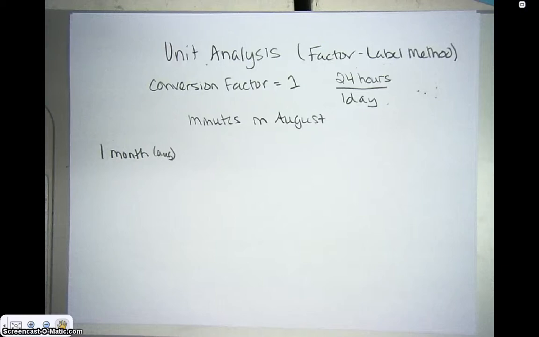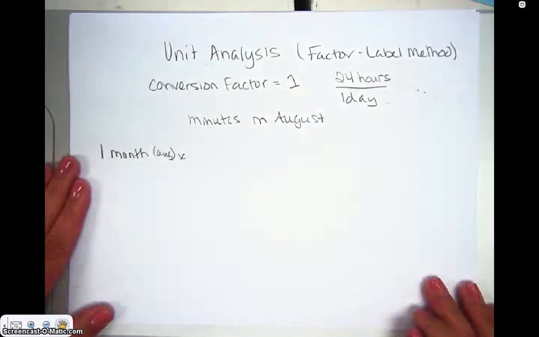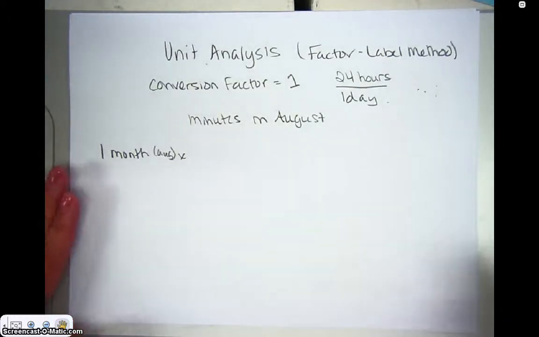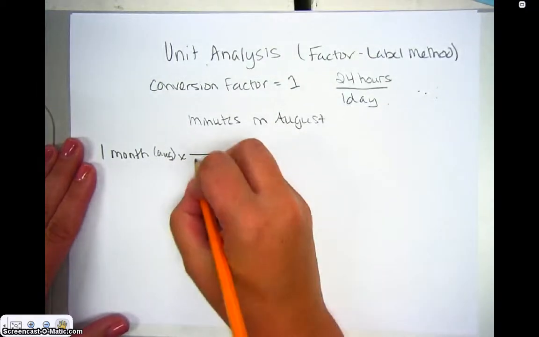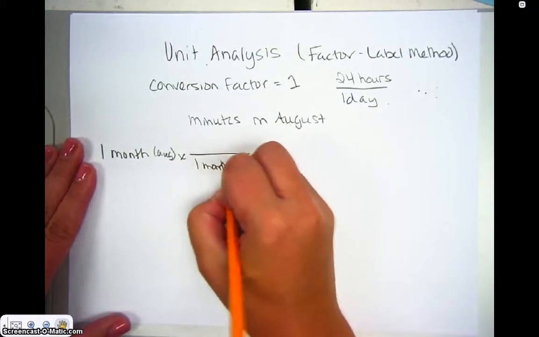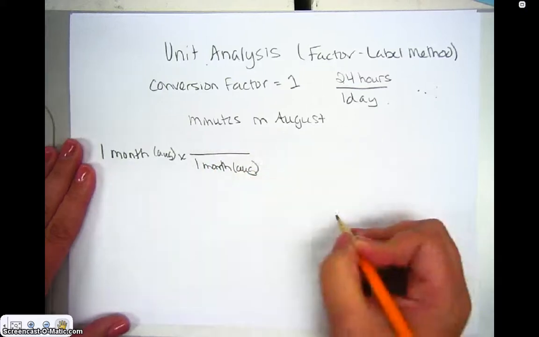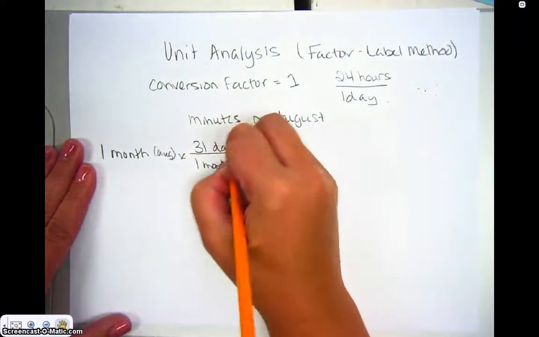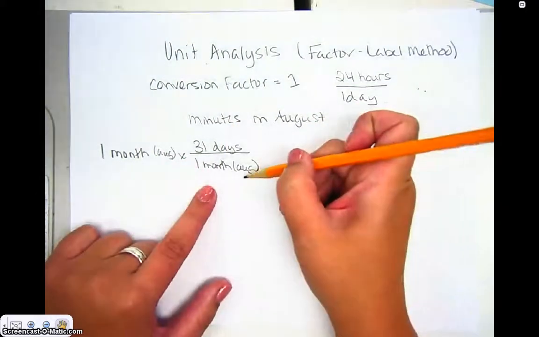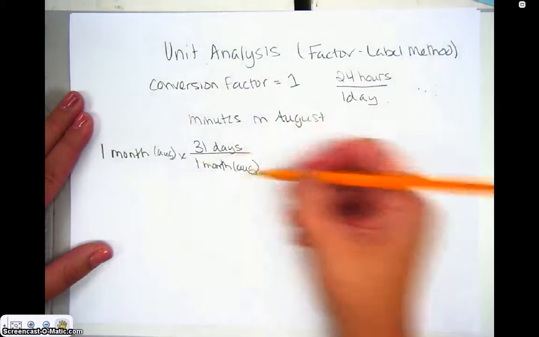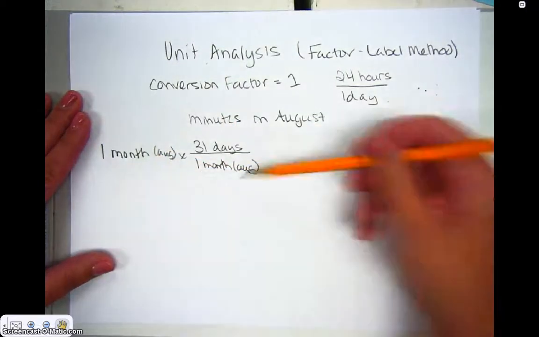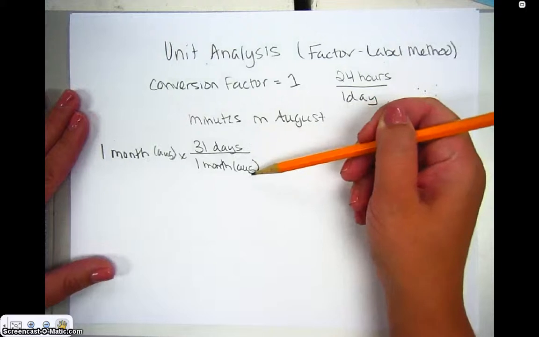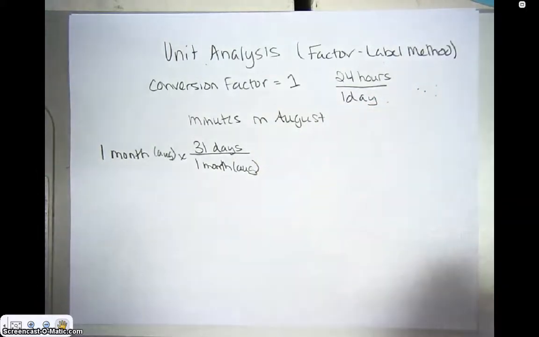The first conversion would be to go from months to days. So we multiply by a conversion factor that's equal to 1. In this case, the 1 month of August is equal to 31 days. Notice I put the 1 month on the bottom, because if I divide this by this, my units cancel out. What I want to stay, I write on top. What I'm trying to get rid of, I put on the bottom. So now I want to get rid of days.